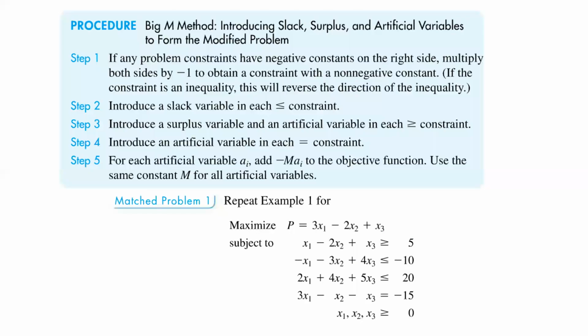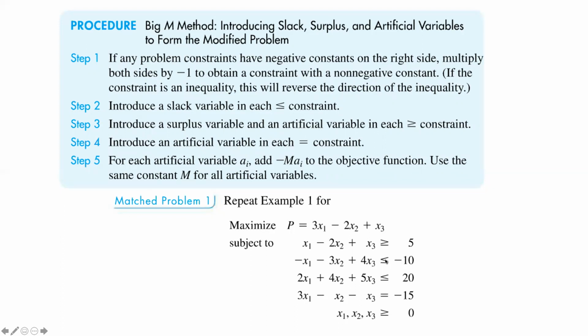Now, the procedure for the big M method, introducing slack, surplus, and artificial variables to form the modified problem. So if we wanted to do that for this matched problem, repeat example 1 for the matched problem here. So first thing is, if any problem constraints have negative constants on the right-hand side, multiply both sides by -1, right? So this one right here, you multiply this by -1, which would flip that sign there, make that a positive, that's a negative, that's positive, and that's positive.